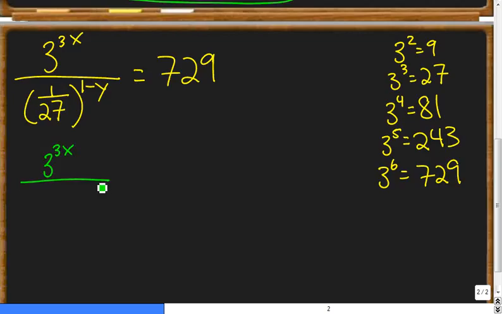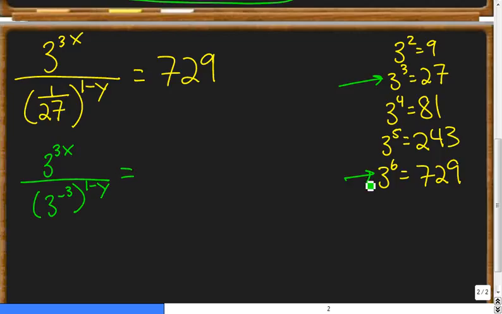Now, 1 over 27 is 1 over 3 cubed. Well, one rule is if you ever want to flip something and make it a reciprocal, you just make the exponent, whatever it is, negative. So this is actually the same thing as 3 to the negative 3 to the 1 minus y.